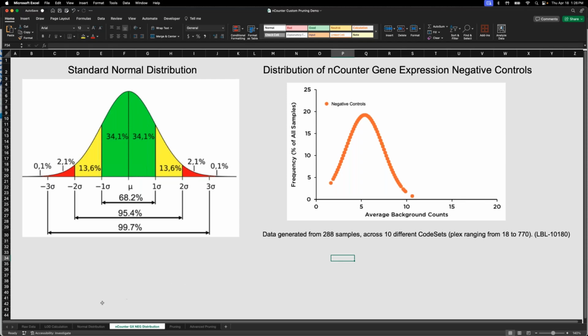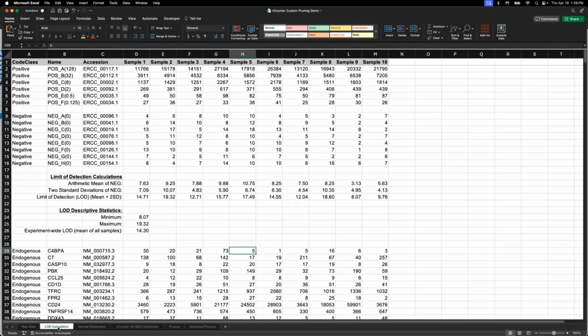Okay, so that being said, we can go back to our limit of detection calculation. As I said before, we want to figure out, on a gene by gene or data point by data point basis, which genes are above the limit of detection and which genes are below it. To do that, I illustrated that in my next tab, which I'm calling Pruning here.